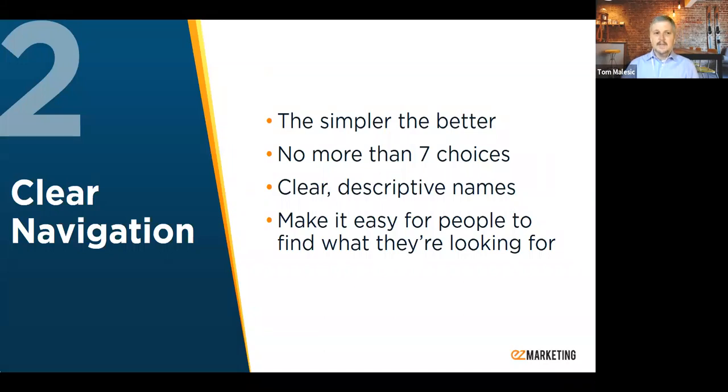Our number 2 is having a clear navigation. I'll be honest, this is one of the areas that I think most businesses struggle with, right? They try to get everything in the navigation, and there are too many choices, and they use descriptor names that you have no idea what they are. They just don't make it easy for people to get around the site and really find what they're looking for. So this is a challenge we see all the time.